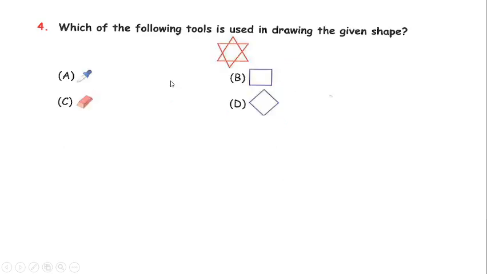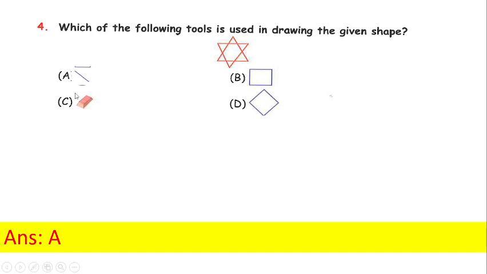Next, which of the following tool is used in drawing the given shape? A. Color picker, B. Rectangle, C. Eraser or D. Diamond? Tell me the answer. Okay, it is made wrong. Here it is A. So the answer is A, line tool. In the previous image it is showing as a color picker, but it is not color picker. It is a line tool.